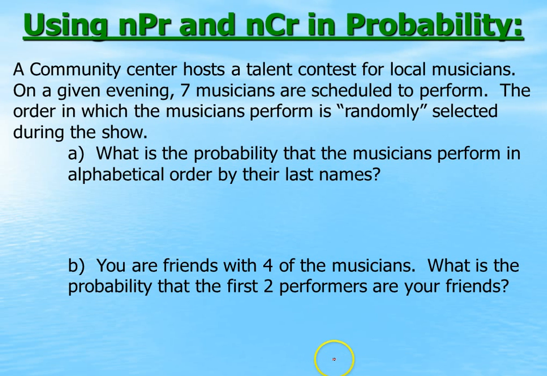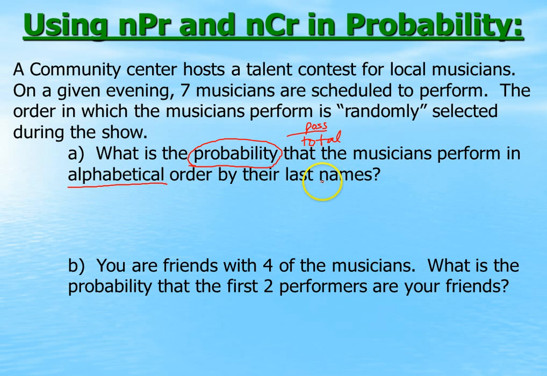Now, using nPr and nCr in probability. A community center hosts a talent contest for local musicians. On a given evening, 7 musicians are scheduled to perform. The order in which the musicians perform is randomly selected during the show. What is the probability that the musicians perform in alphabetical order by their last names? Okay, well, first thing, probability. So we need to know what is possible. Remember, it goes on top, and then the total goes on the bottom.